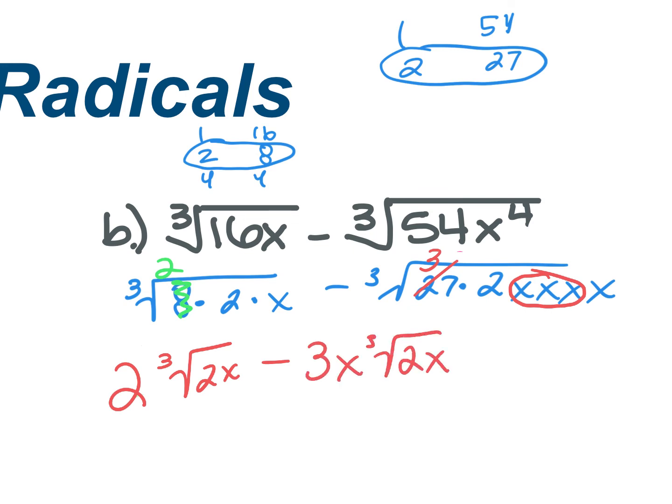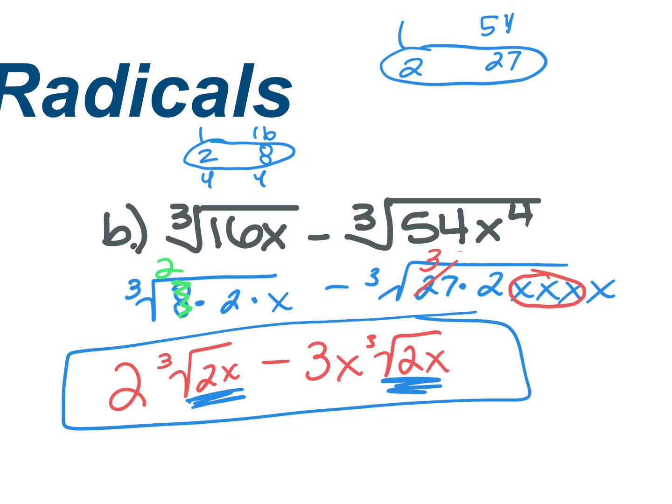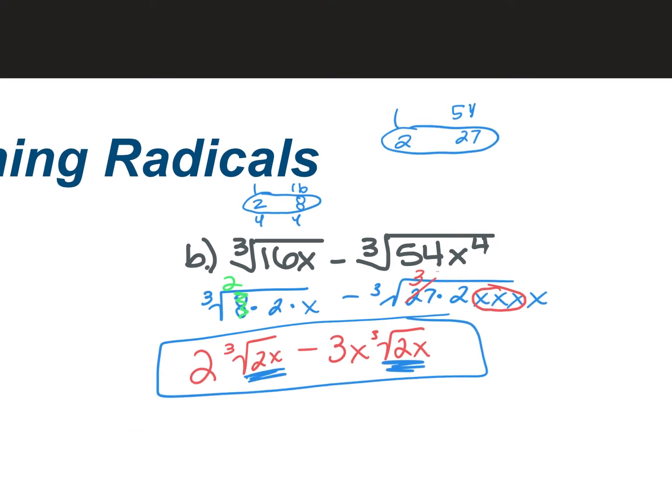Do you notice now, guys, that we have created like radicals? Yes? That's what you're trying to do here. I can't combine any more because 2 doesn't have an x. If it had 2x minus 3x, you could. But you have simplified this because you've created like radicals and you've combined as much as you could.